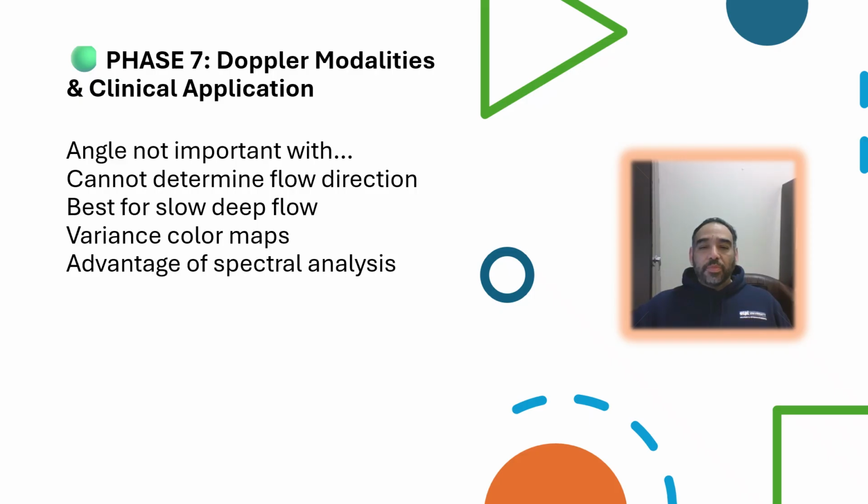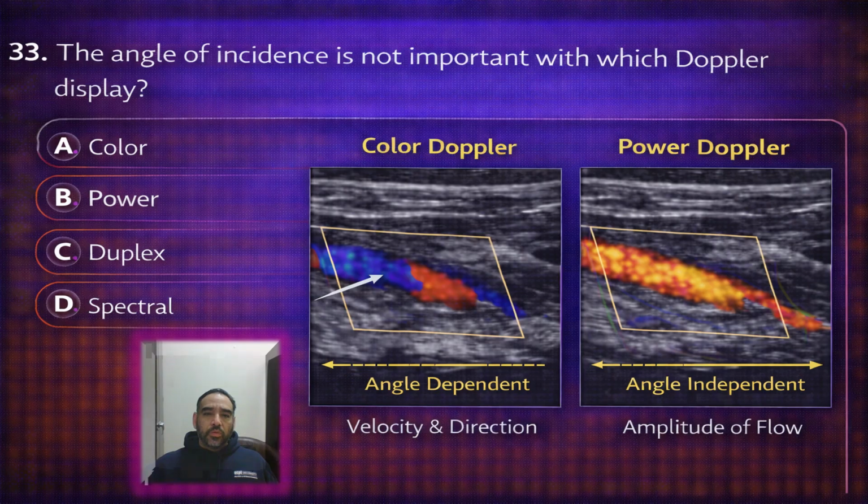And from there, we're going to examine variance color maps and how changes in the hue reflect turbulence or disturbed flow. And then we're going to review the advantage of spectral analysis, particularly its ability to display peak systolic velocities and provide quantitative velocity information. So the section focuses on selecting the correct Doppler modality for the clinical situation and understanding not just how Doppler works, but which tool is most appropriate for the question that's going to be asked. So let's get started with the first question in this section.